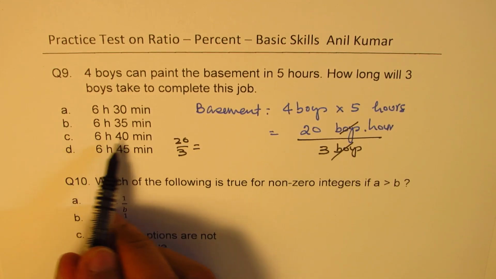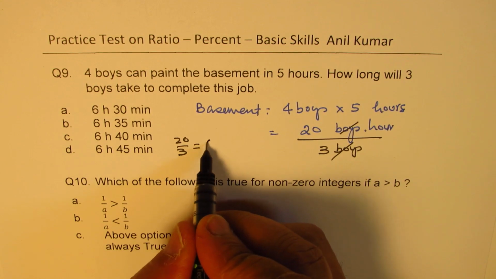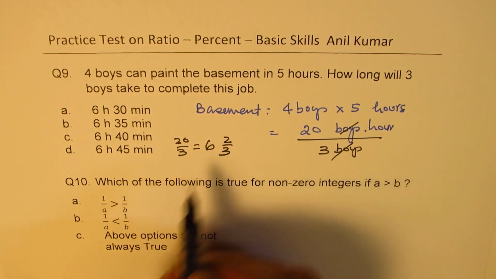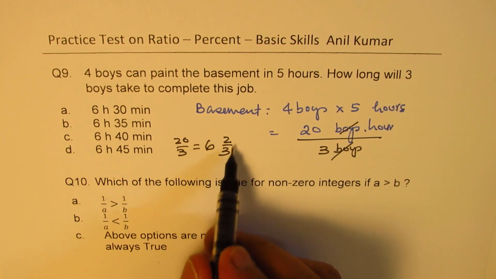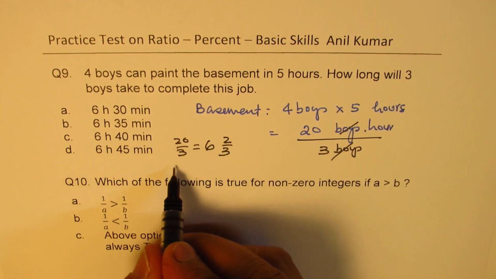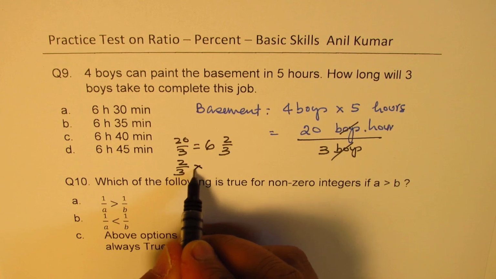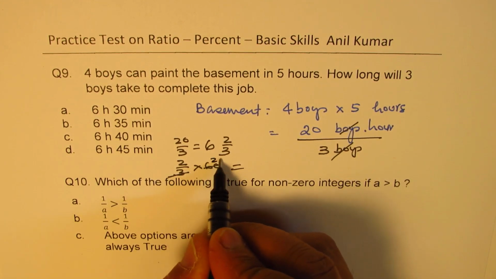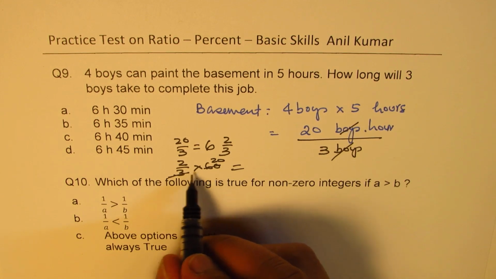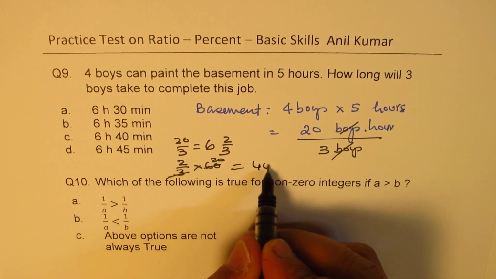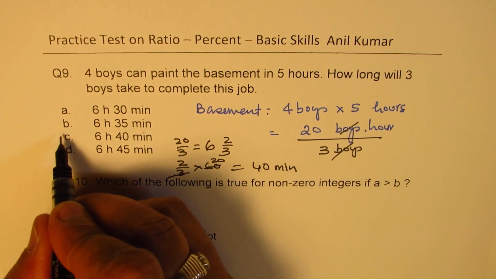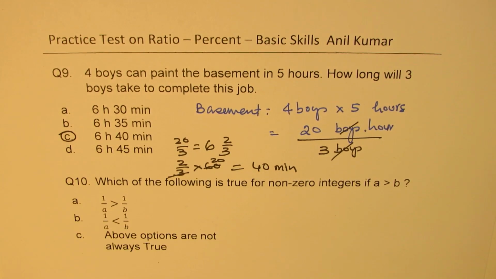Well, the answer is in hours and minutes. So 3 times 6 is 18, so 6 and 2 over 3, right? Okay, so 2 over 3 we have to convert to minutes. So we get 2 over 3 times 60, which is, this goes 20 times, so 20 times 2 is 40 minutes. So we get 6 hours, 40 minutes, which is option C. Is that clear to you?